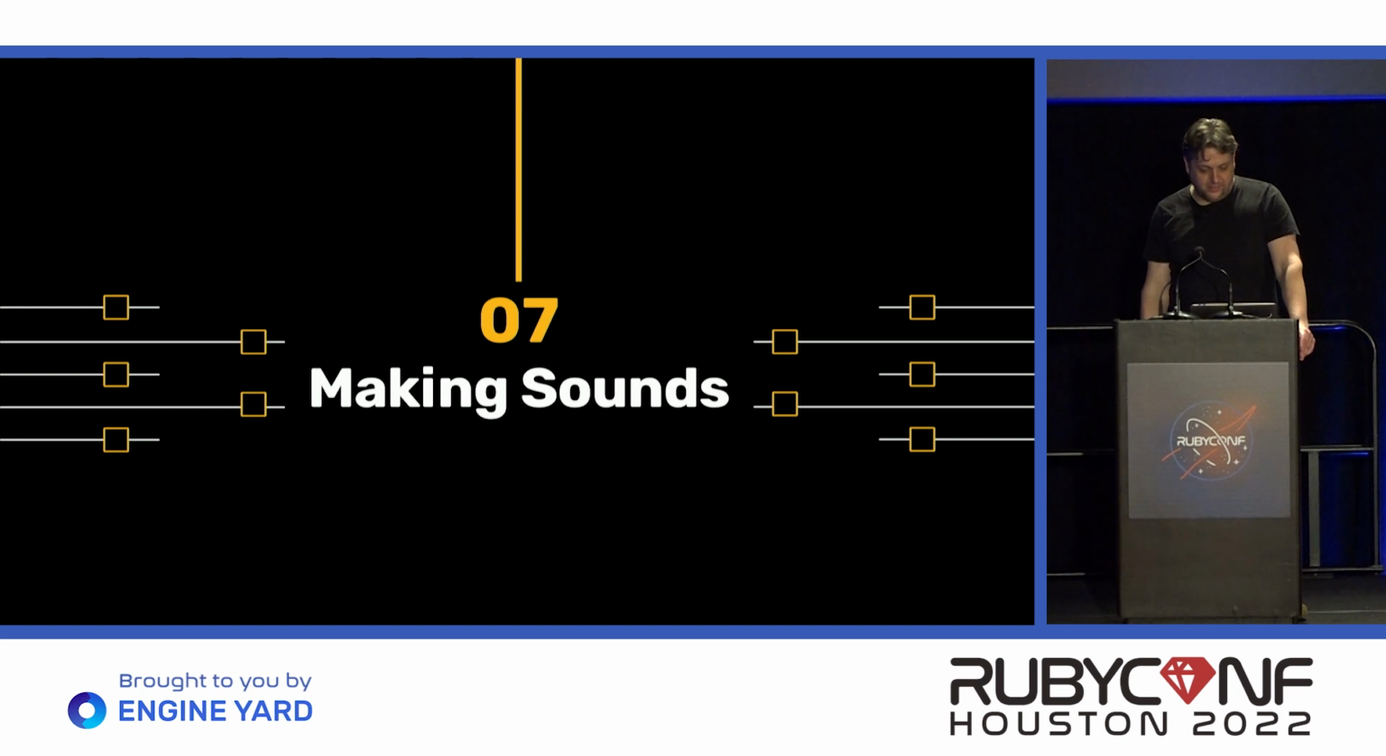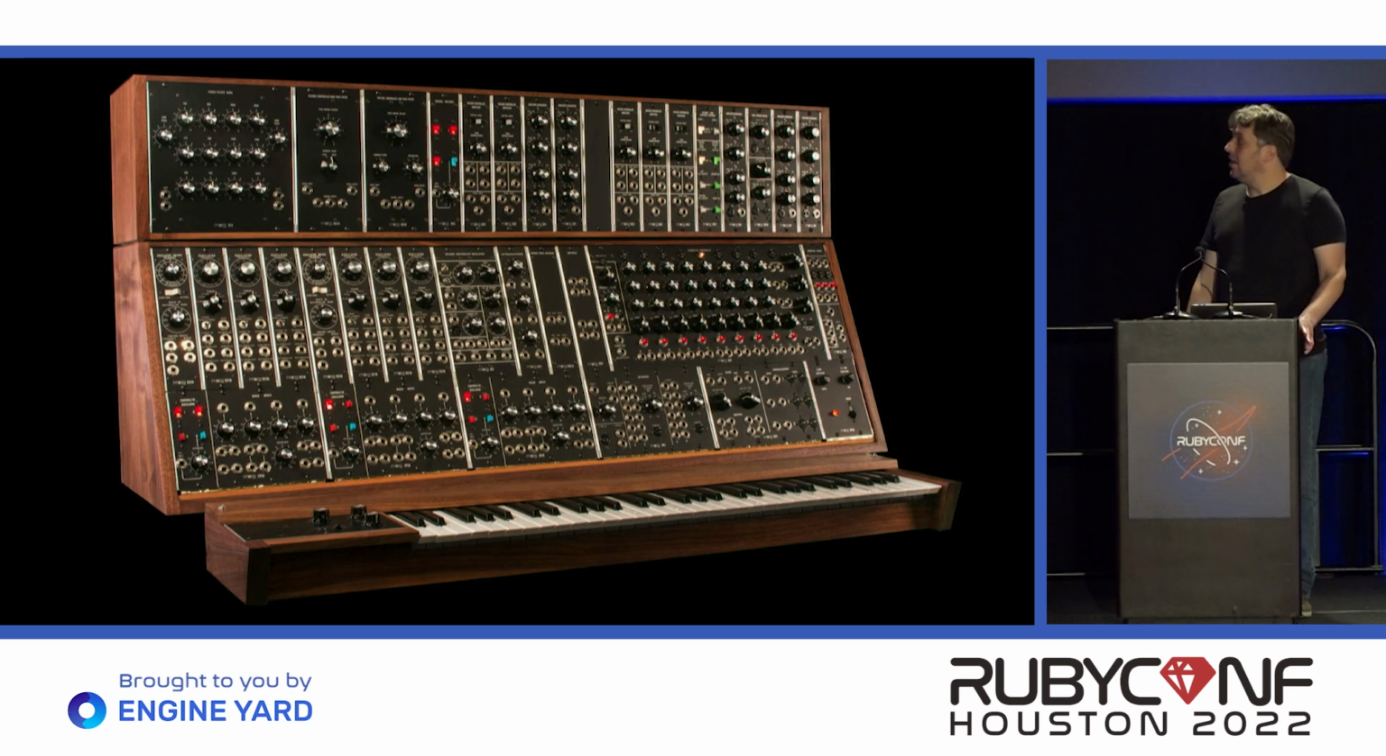And we're going to finish up with a bunch of ways of making sounds. A lot of music nowadays uses synthesizers. So this is a Moog synthesizer, which is really a beast. There's a lot of analog components in here, and this thing can do a bunch of different things. We're going to cover a couple of them.